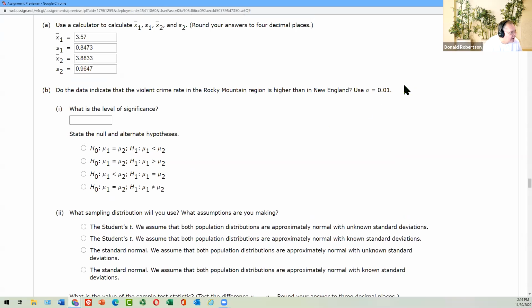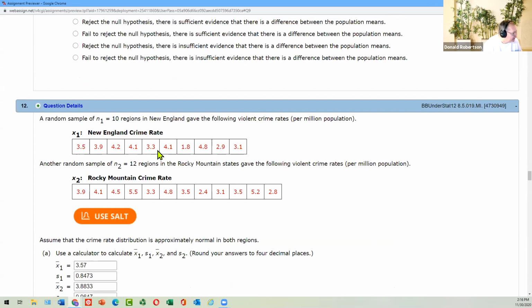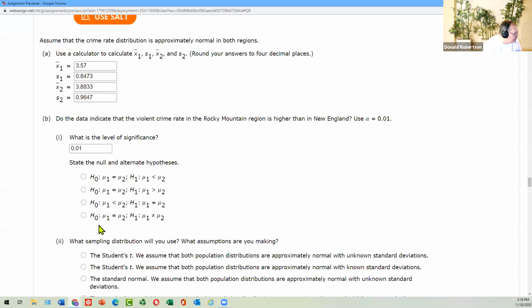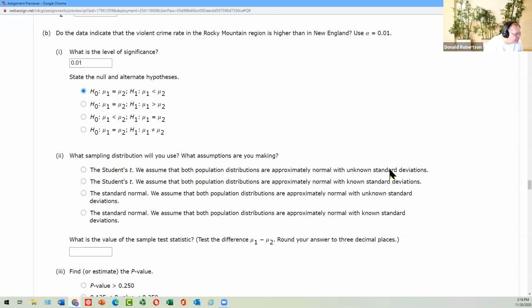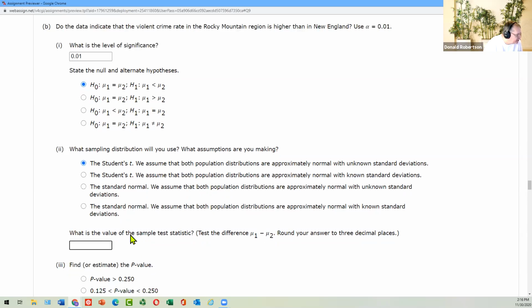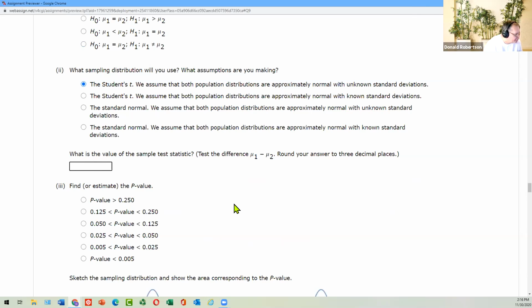Right. So at a significance level of 0.01, which is dead easy, it's that number there. The null hypothesis is always that they're equal, so don't even think about that one. And we want the first guy, let's check that, New England, to be less than the second guy. Well, where is that? That makes it this one. Now, we have a Student T with unknown standard deviation, which is that one. And then they're asking you for the sample statistic and then the p-value. And that's where the problem started.